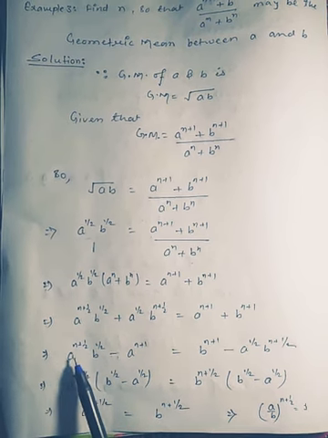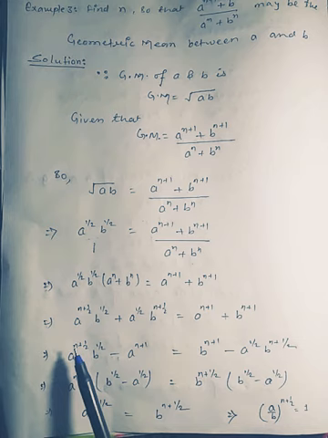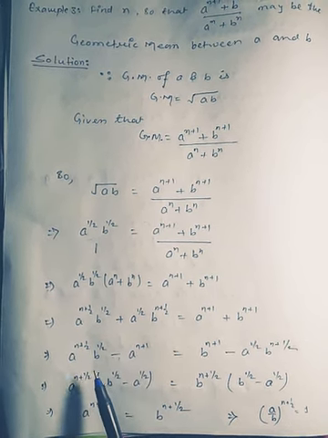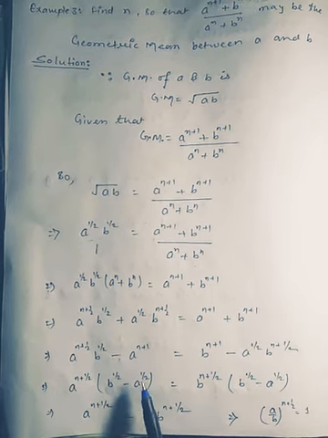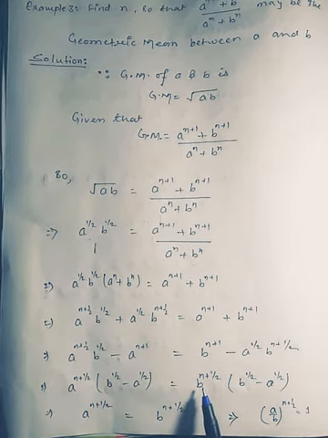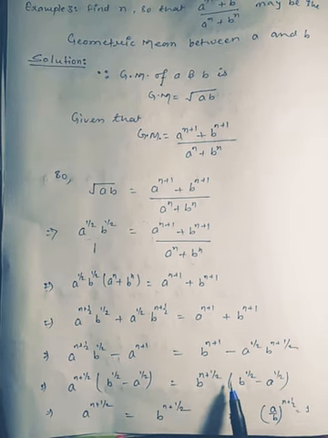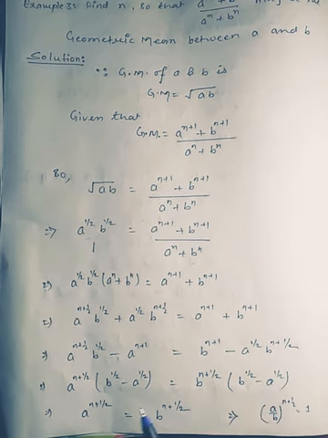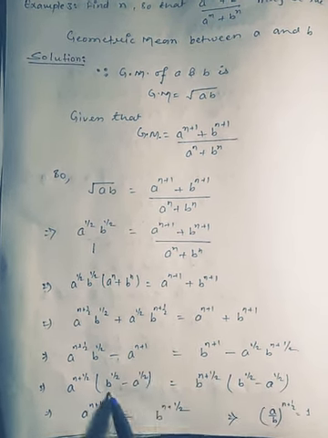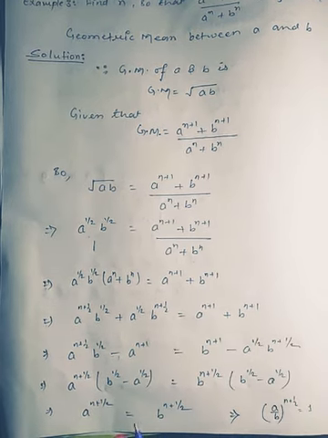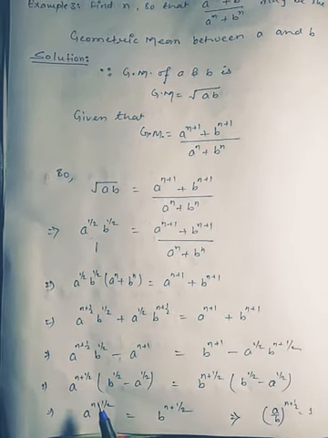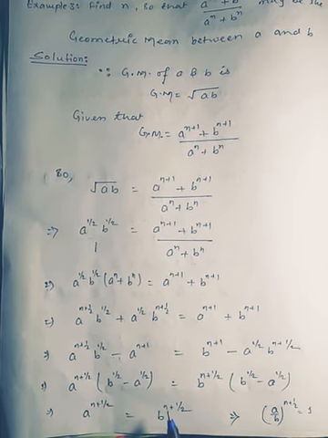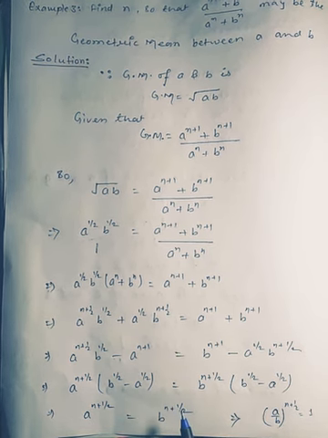Since both have a common a^(n+1/2) factor, we get b^(1/2) minus a^(1/2) is equal to b^(n+1/2) into b^(1/2) minus a^(1/2). Cancel both sides, this and this. We get a^(n+1/2) equal to b^(n+1/2).